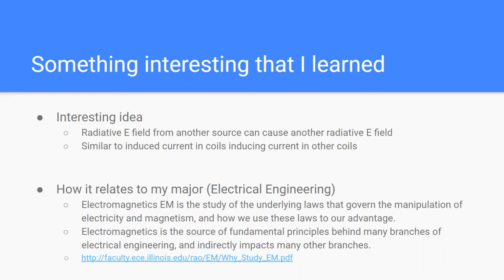And how this idea relates to my major in electrical engineering is that electromagnetics, which is EM, is the study of underlying laws that govern the manipulation of electricity and magnetism. And this shows how we use these laws to our advantage. EM is the source of fundamental physics principles behind many branches of electrical engineering, and therefore it indirectly impacts many other branches as well.